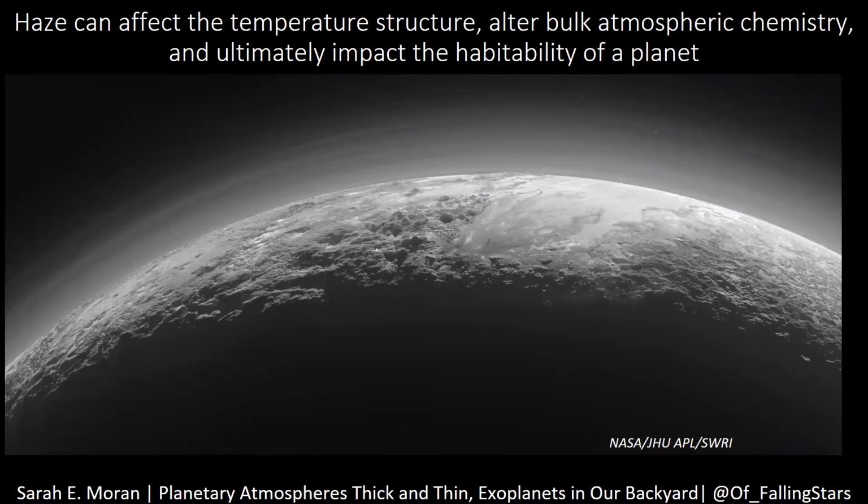And haze is important not just because we see it everywhere, but it also can dramatically impact the atmosphere in terms of the temperature structure. As an example, Pluto seems to be cooler than we thought it would be, and haze might be a really good explanation for why that happens. As Julie mentioned, it can dramatically change the bulk chemistry if you're starting to quench certain species down after that photochemistry has occurred. And finally, habitability is also an important consequence that comes out of haze production.